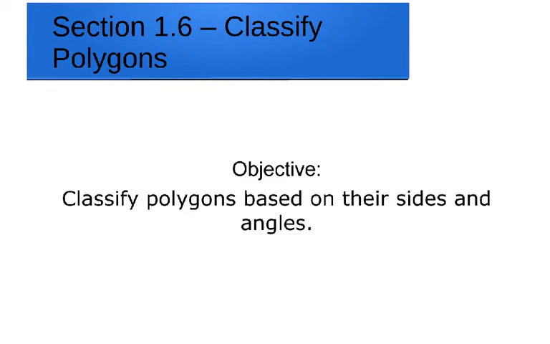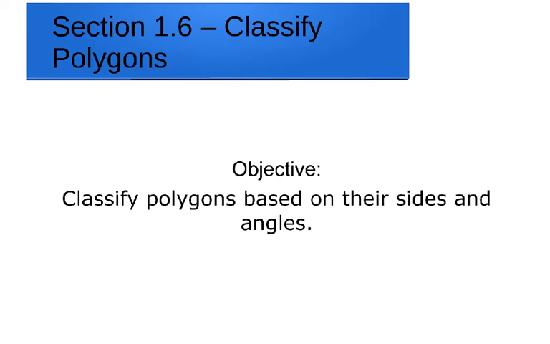Hello again, geometry class, and here we are again with chapter 1, but we're in section 6 and we're going to be classifying polygons. Here's our objective. We're going to classify polygons based on their sides and their angles. So here we go.